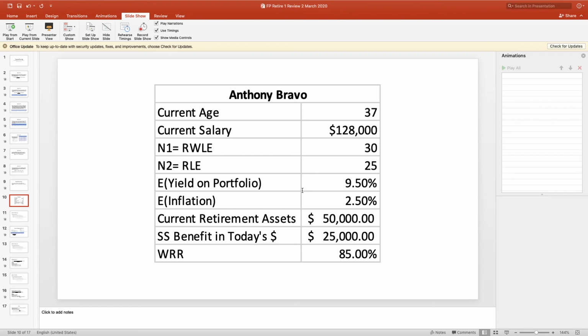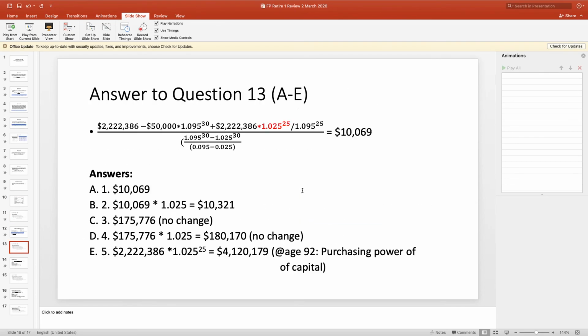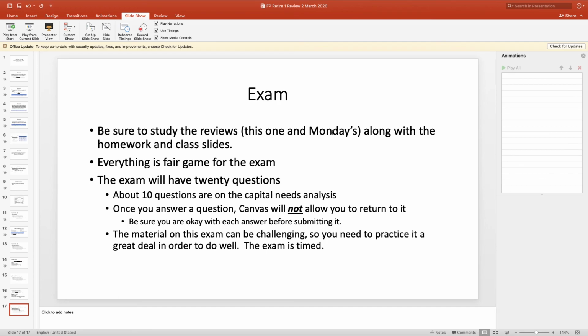About half the questions will be the capital needs analysis. The other half will be other questions. And then read this over. Be sure to study the reviews, this one and the one we did on Monday, along with the homework and class slides. Everything's fair game for the exam. The exam will have 20 questions. About 10 questions are from the capital needs analysis. Once you answer a question, Canvas will not allow you to return to it. So be sure you're okay answer by answer before submitting it. It will not allow you to go back.